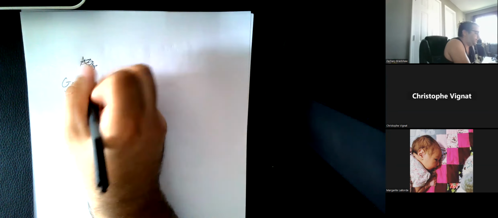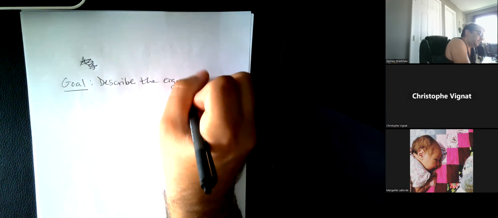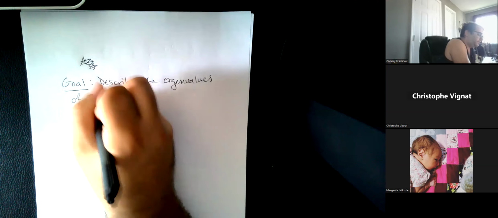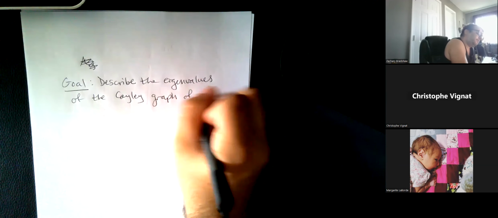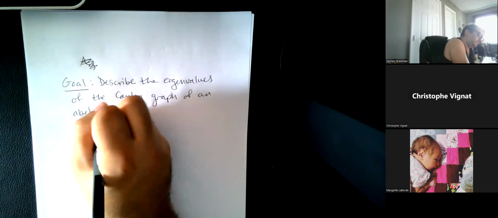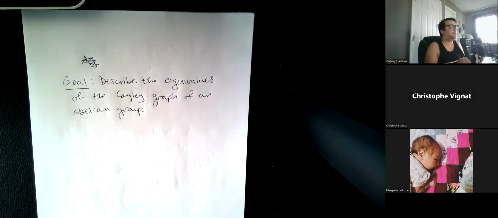So what's our goal today? Describe the eigenvalues of the Cayley graph of an abelian group. Why an abelian group? Because they're simple. Their irreducible representations are all one-dimensional, and that's going to allow us to do a lot of computations very easily. But a lot of this can indeed be extended to non-abelian groups.